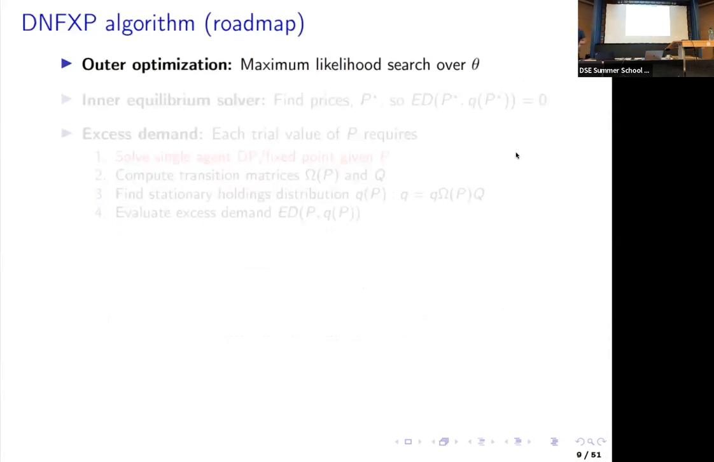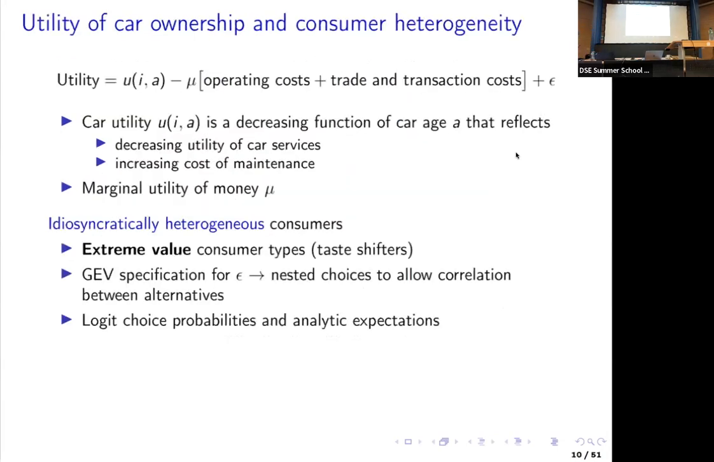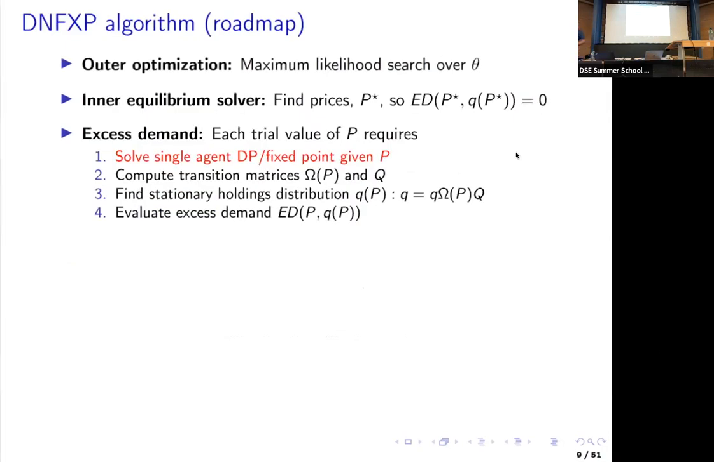Okay, so here is how you do it in the aggregate picture. It's called the nested fixed point algorithm. Like before, we're searching over the parameter space to maximize likelihood. And then there's an inner equilibrium solver that, for each vector of prices, can calculate the excess demand for each of the goods in the market, okay? Then you vary those prices to get that excess demand. How on earth do you get excess demand? Well, that's written down here.